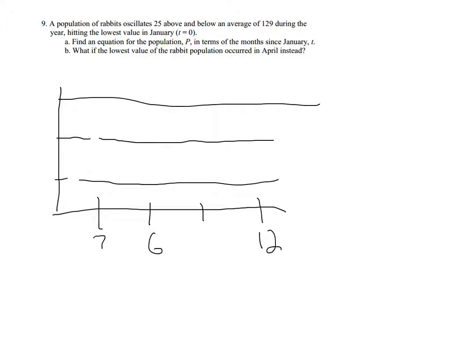That would be 3 months in, which is March, right? And that would be 9 months in, which would be September. And we know that it oscillates 25 above and below the average of 29. So they're telling us that this average, this midline, is 29. And it hits its lowest value in January. So in January, it's way down here at the low.